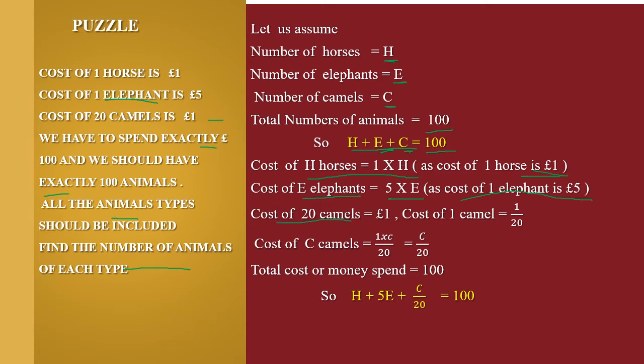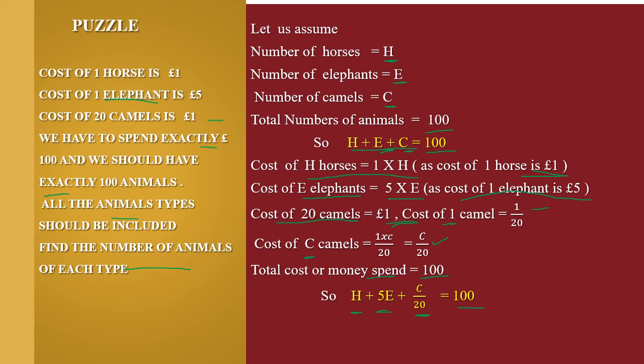Okay, so similarly we have to do it here. Now the cost of 20 camels is 1. So the cost of 1 camel will be 1 divided by 20. We have to find the cost of C camels, so that will be C by 20. Now the total money that we have spent is also £100. So we form another equation: the money spent on horses, H, plus 5E, the money spent on elephants, plus C by 20 is equal to 100, which is the second equation.